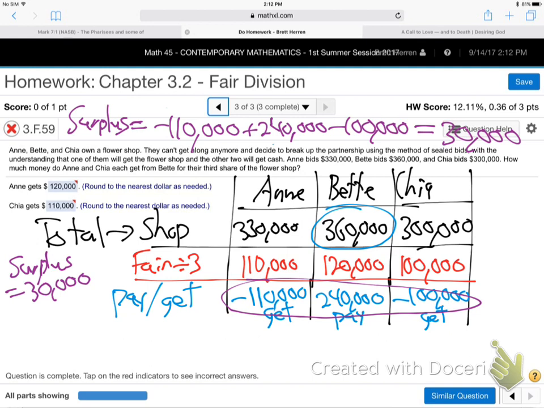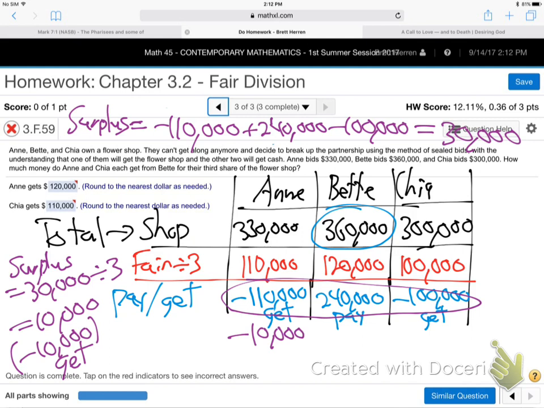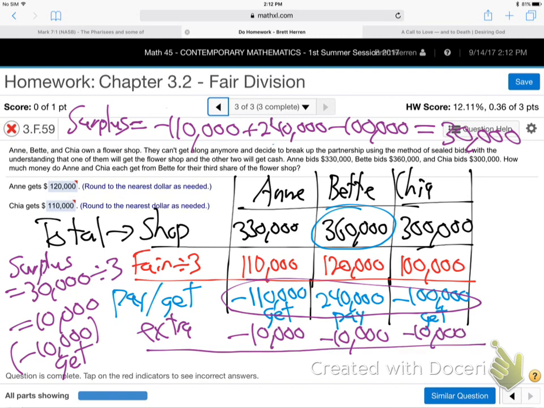And what do we do with the surplus? Divide by 3. Three people, and give it back to each of them, 10,000 each, right? $30,000 divided by 3 is 10,000 each. But remember, it's negative 10,000 because they're getting it. So this is the final deal. Negative 10,000 is the extra they get. Final line will be the final settlement.